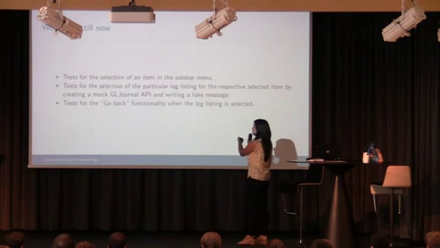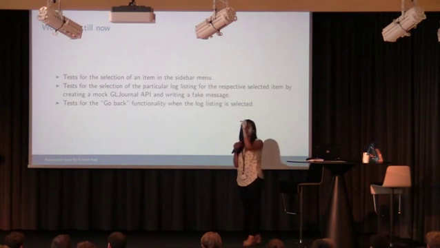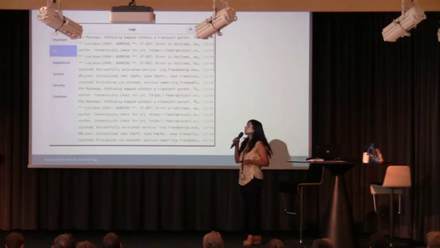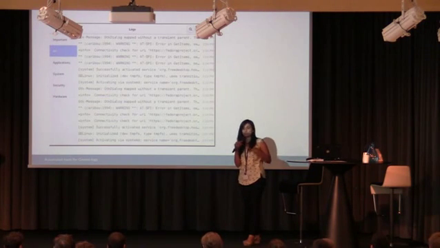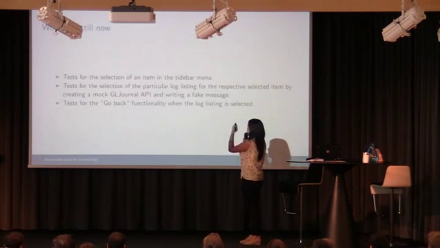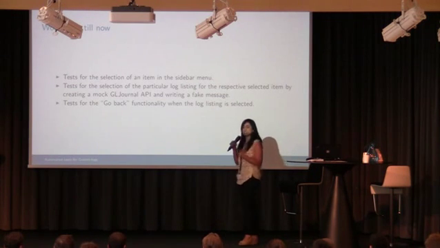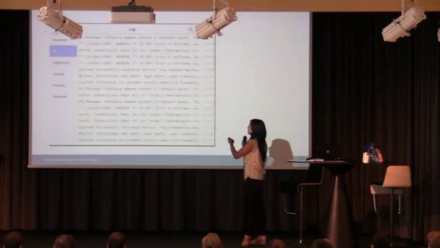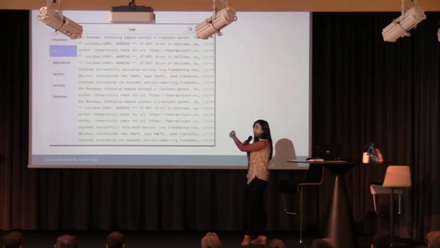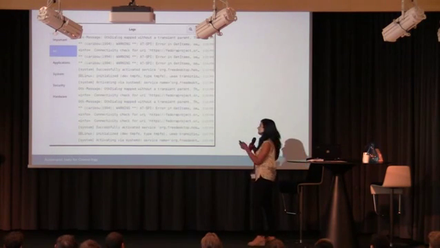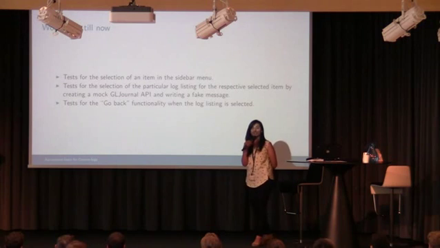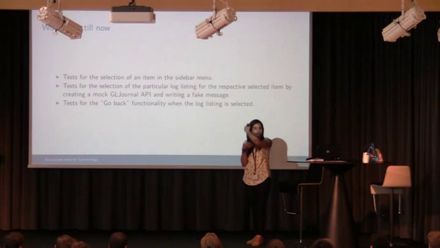And the next test was to click on a particular log listing of a particular category. As these log listings are system dependent, we had to replicate the GLib journal API and add a test message for the assertion. The third test that we wrote was to check the go back functionality. If you click on one log listing, then that particular log listing will be shown, and you can go back to the original menu of the log listing. And in future, we are thinking of adding tests for the search functionality and various basic UI tests.